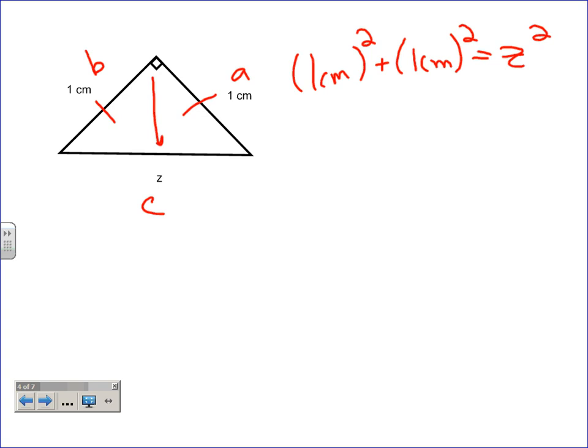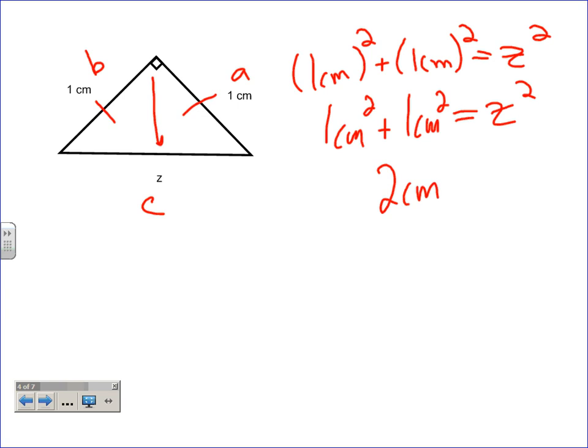Well, what is 1 squared? I get some various answers to that. Don't be afraid just because I get different answers. It is 1, thank you. What's the most common wrong answer? 2, yeah, exactly. But it is just 1, right? So 1 centimeter squared plus 1 centimeter squared equals Z squared. 2, now that's when 2 should happen, right? 2 centimeters squared equals Z squared.